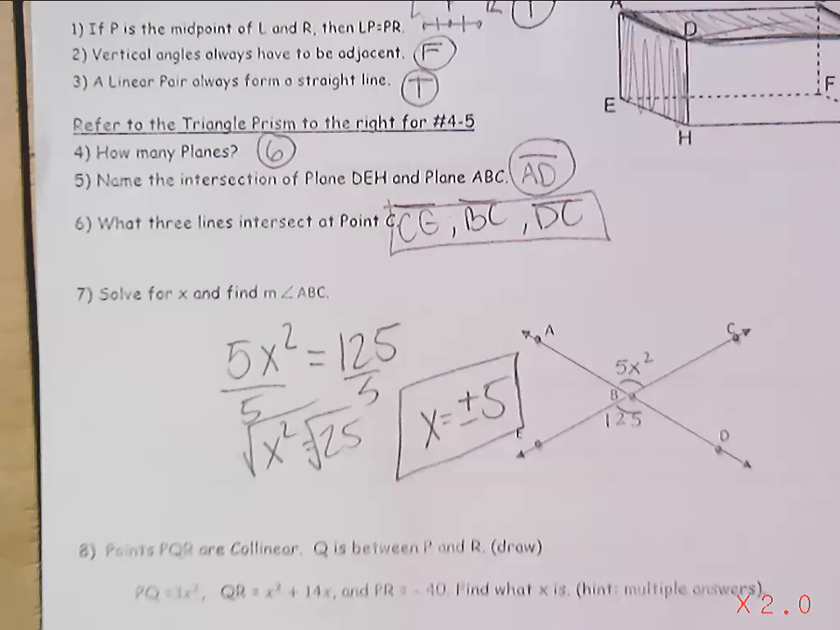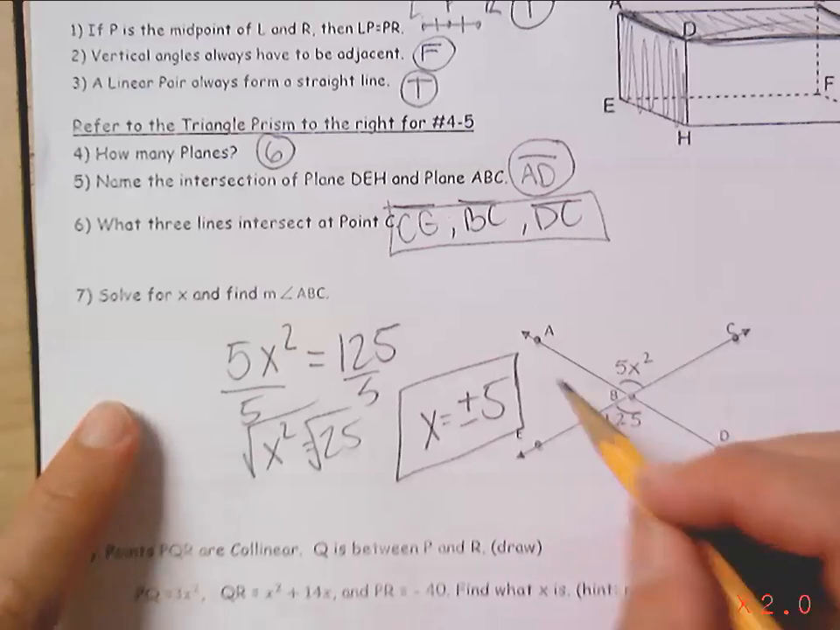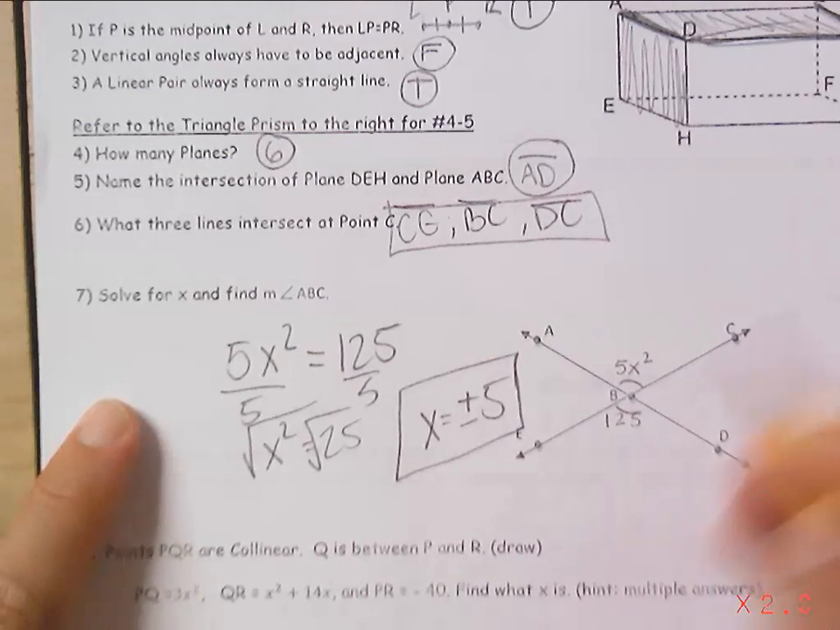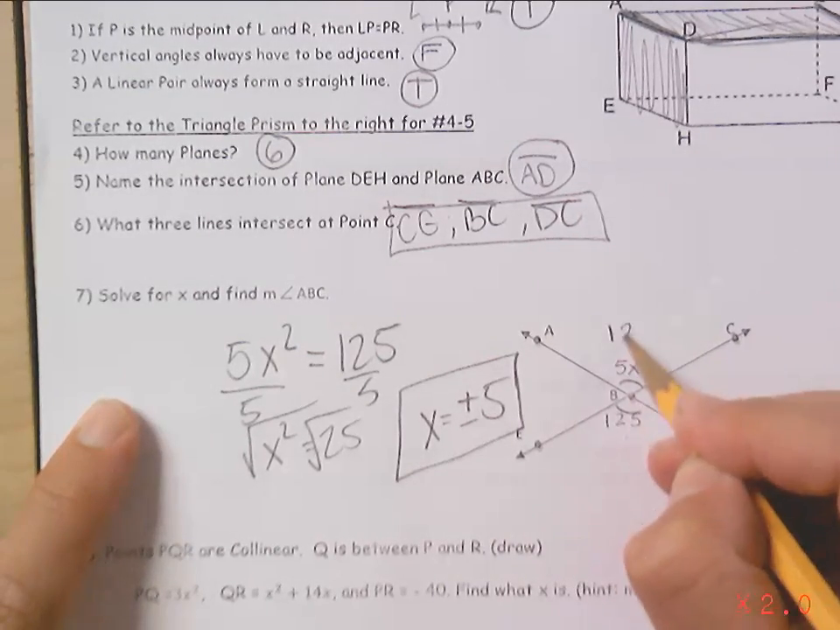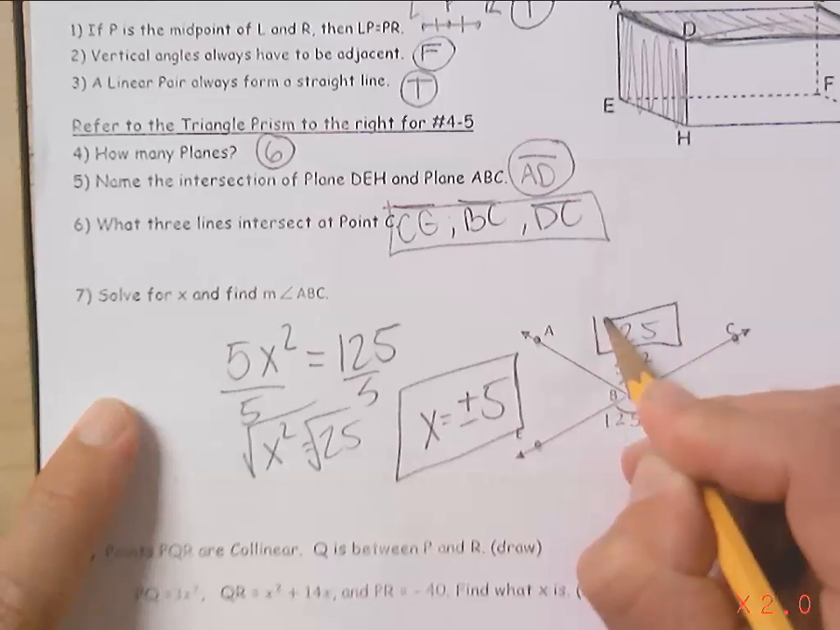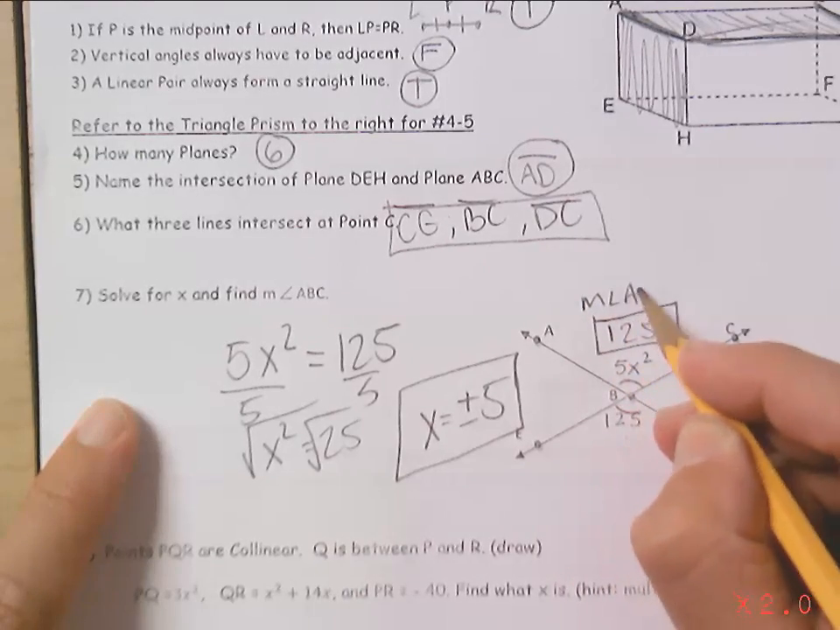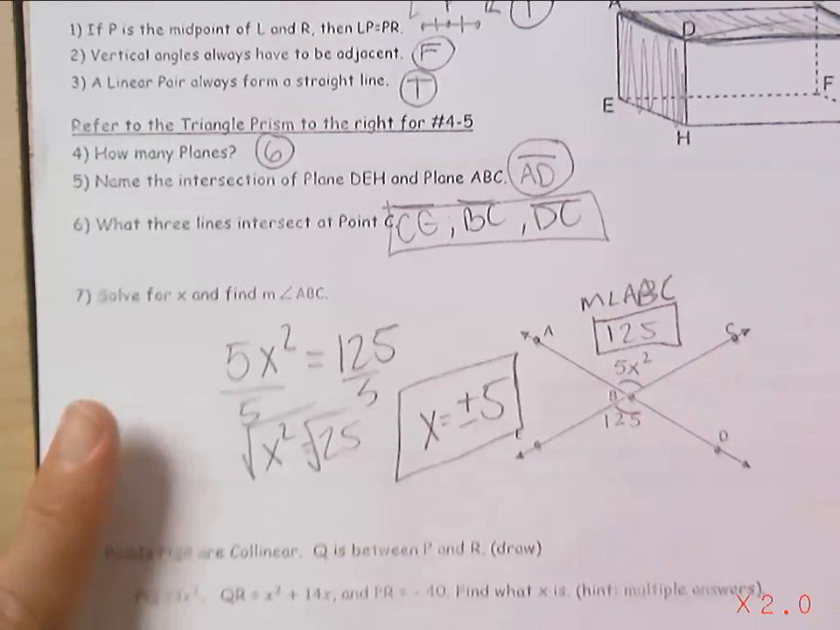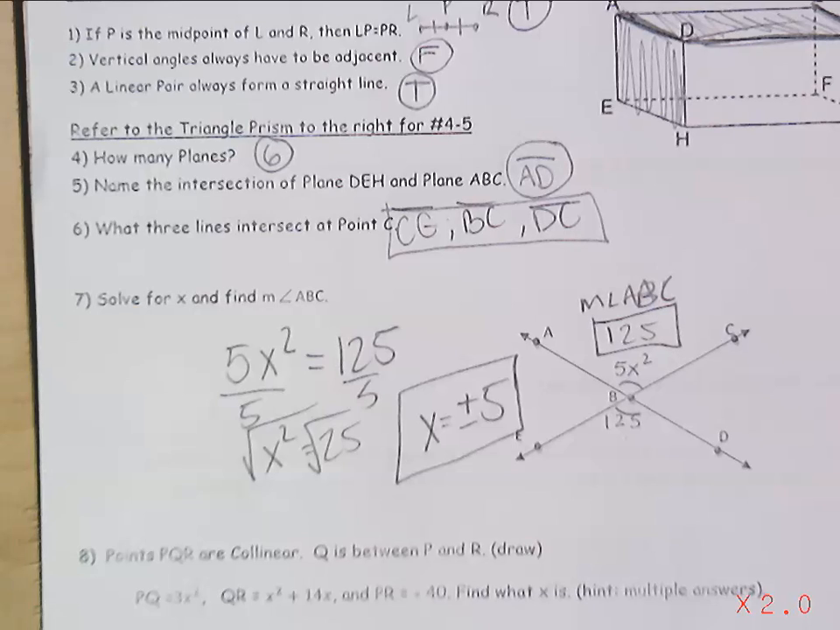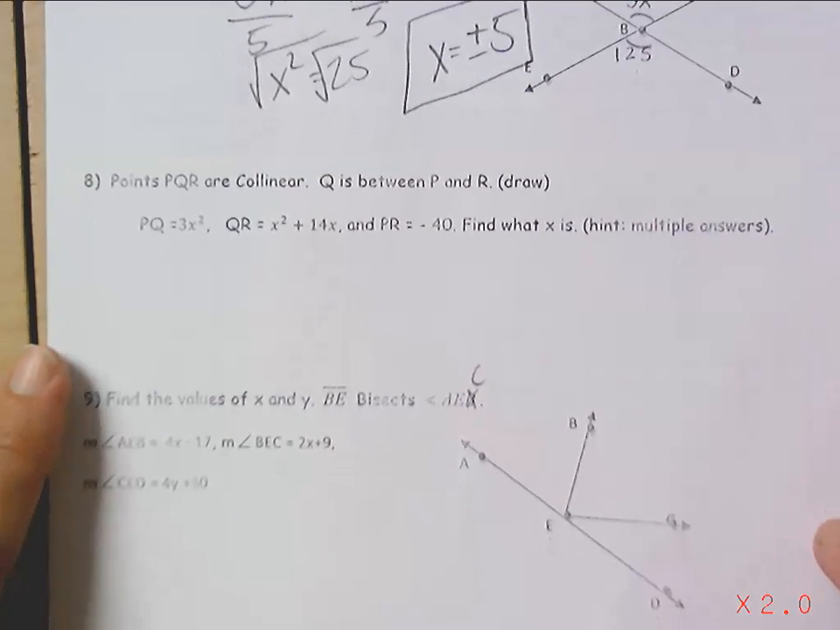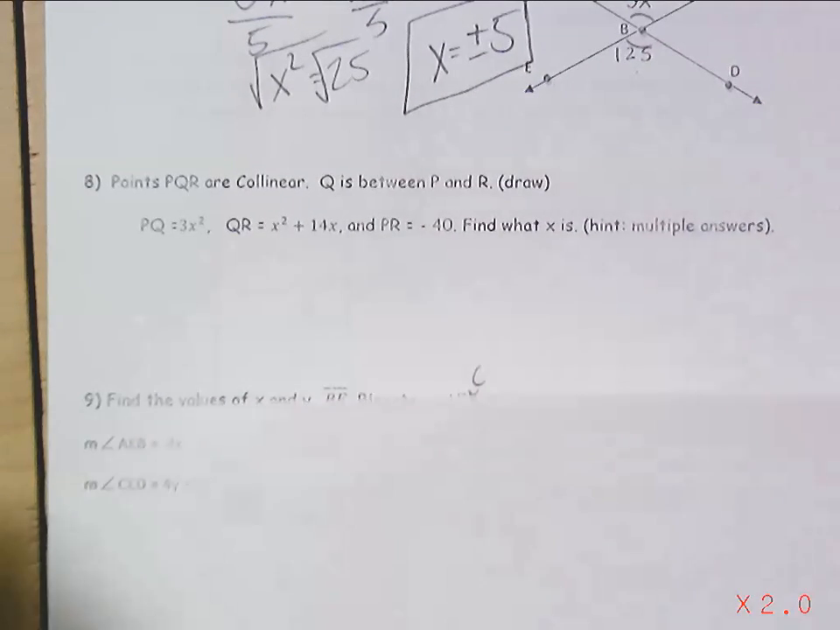Number 7, we have vertical angles. So vertical angles we know are congruent. So if they're congruent to each other, we set them equal to each other. So 5x squared equals 125. To go ahead and do this, this is not a quadratic where we would factor, because we only have an x squared. If I also have an x term, then we might try and set that up. But here I can actually just divide by 5. I get x squared equals 25. Take the square root, and I get x equals plus or minus 5.